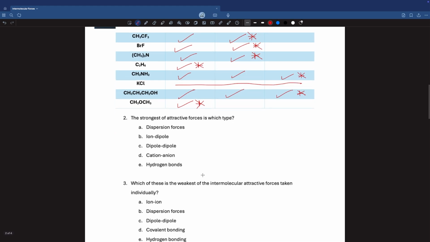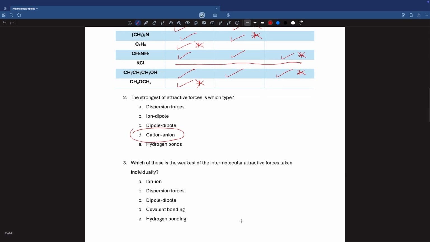The next question, the strongest of attractive forces is which type? You would be tempted to write hydrogen bonds, but in reality, in the beginning of the video, and if you didn't quite catch that, go back to the topic video and watch that again, I mentioned that ionic electrostatic attractions are the strongest force, even stronger than intermolecular forces. And this is just another name, cation, anion, for your ion-ion interactions.